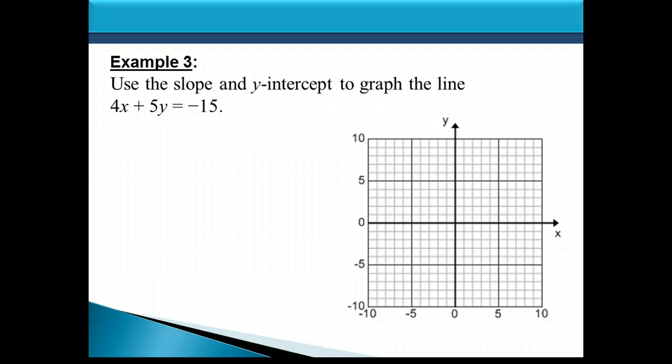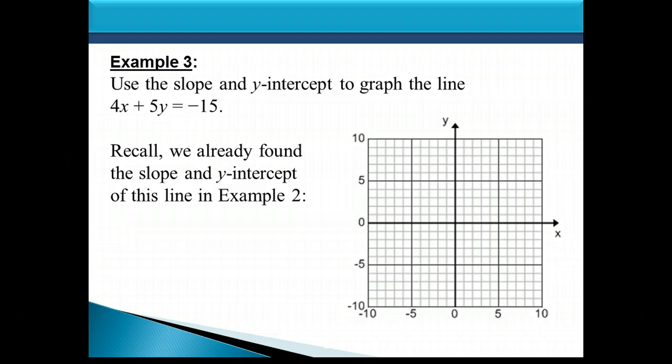Here we're going to use the slope and y-intercept to graph the line represented by the equation 4x plus 5y equals negative 15. Notice this is the same equation we just saw, so we already found the slope and y-intercept of this line in the last example. The y-intercept, remember, was negative 3, and the slope was negative 4/5. Notice that I put the negative on the 4/5 up on top with the 4. It doesn't really matter whether I put it on the top or the bottom as long as I only put it in one of those locations.